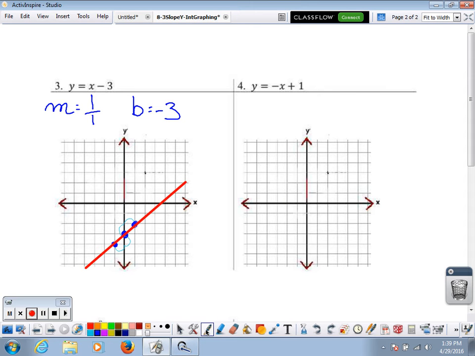All right, Barsha, how about number 4 here? I have y equals negative x plus 1. What about negative 1? M equals negative 1, and b equals positive 1. Now, Bass, what should we do, though, with that slope? Right now, the slope's an integer. I want to write it as a fraction. Okay, why?